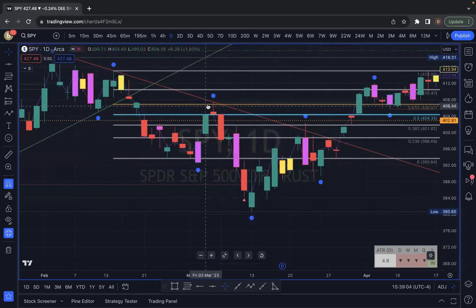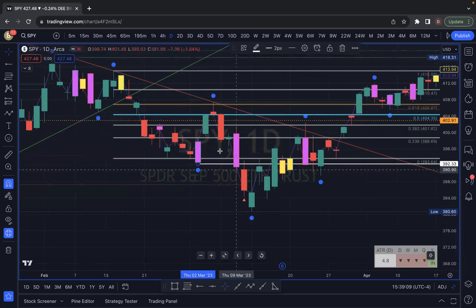So yes, we had our 618 bounce here. It flushed. This was a successful trade. We took out our liquidity down here. This was a successful trade.